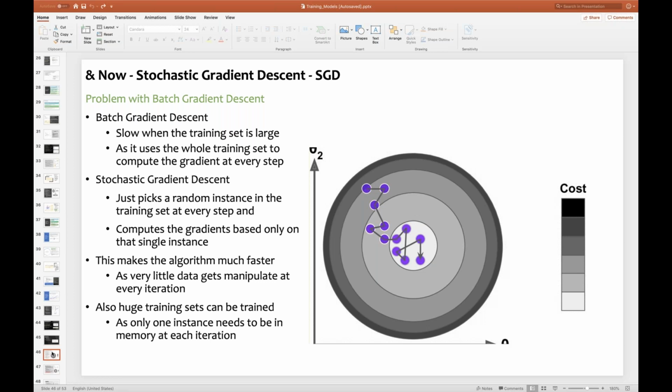Yeah, this is making the algorithm much faster. The reason why it's making it faster is that very little data is getting manipulated at every iteration, and also huge training sets can be trained. Perfect. This is all. Look at the diagram on the left side. You have one inner circle, one outer circle. If you observe carefully, the first circle is the first iteration, the second circle is the second iteration, the third circle is the third iteration. If you look at the way each iteration is working, it is connecting the training instances, and it is going to learn from each of the experiments.